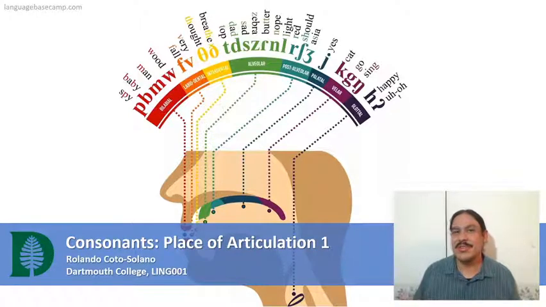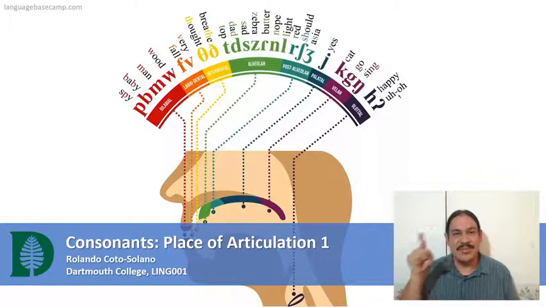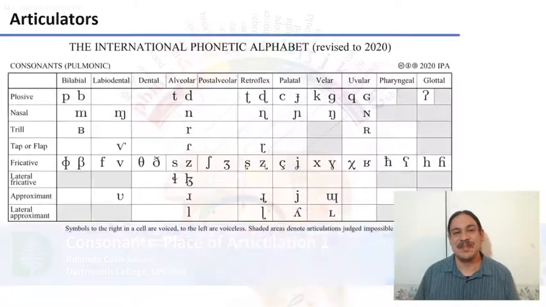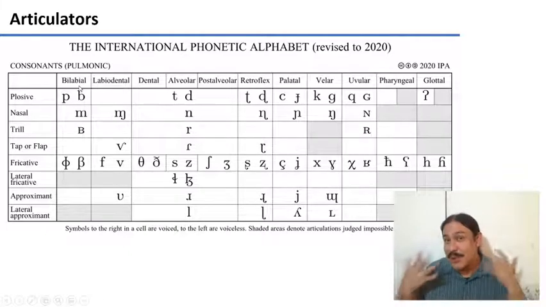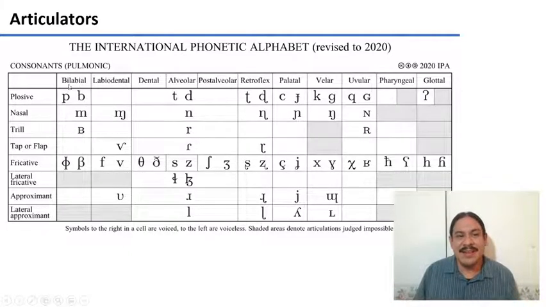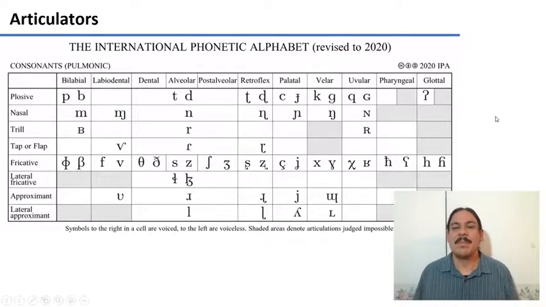Let's start our exploration of articulatory phonetics. We'll start with the consonants, and in particular with the place of articulation, which is where your tongue or your lips go when you're producing sounds. So this is the International Phonetic Alphabet, and as you can see, it has descriptions that match parts of your mouth, like bilabial probably means two lips, dental means teeth, alveolar means something that we'll look at in a moment, and so forth.